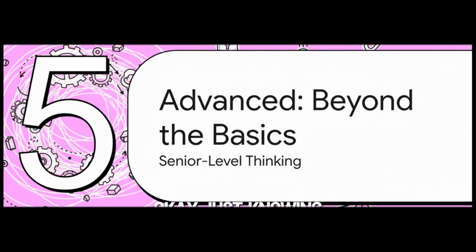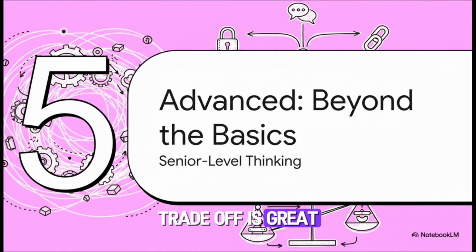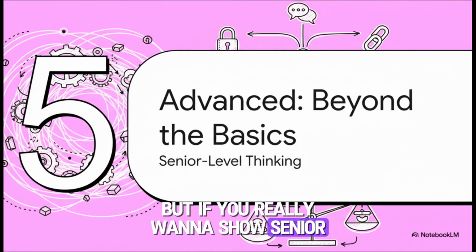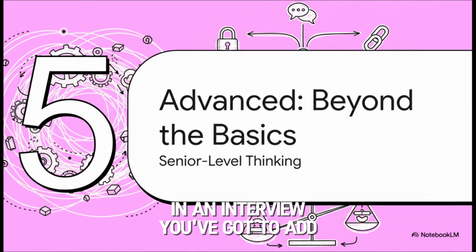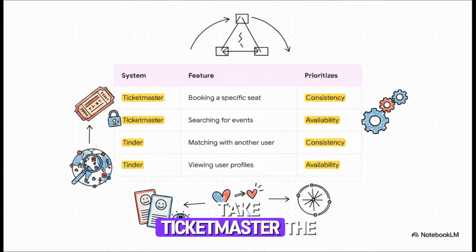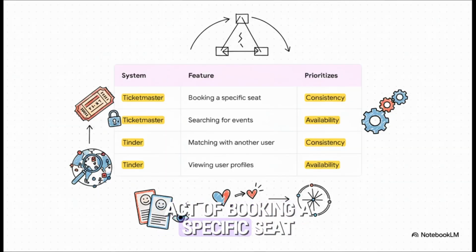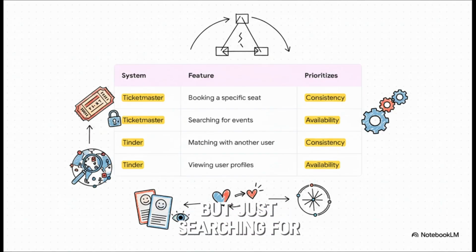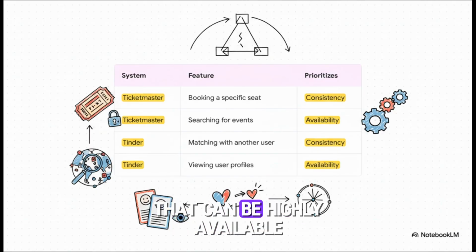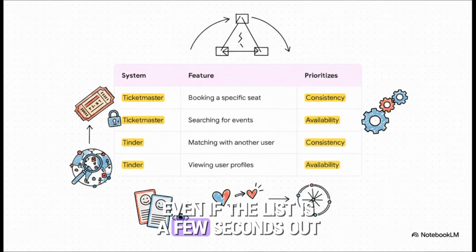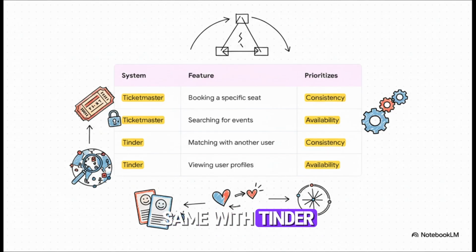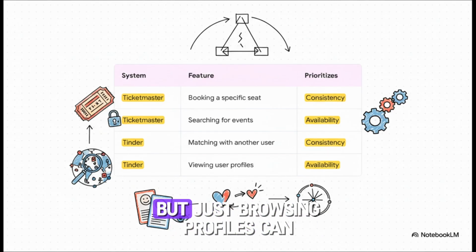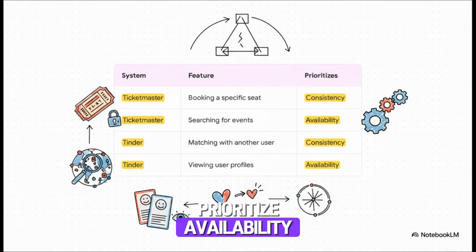Okay, just knowing the C versus A trade-off is great. But if you really want to show senior-level thinking in an interview, you've got to add some nuance. Here's a pro move. Explain that a single product can have it both ways. Take Ticketmaster. The act of booking a specific seat has to be perfectly consistent. But just searching for events, that can be highly available, even if the list is a few seconds out of date. Same with Tinder. Matching with someone needs consistency, but just browsing profiles can prioritize availability.